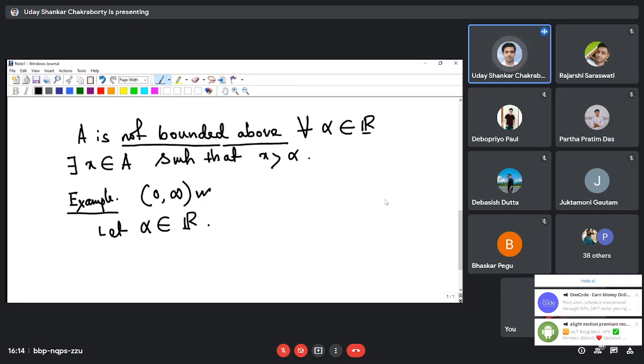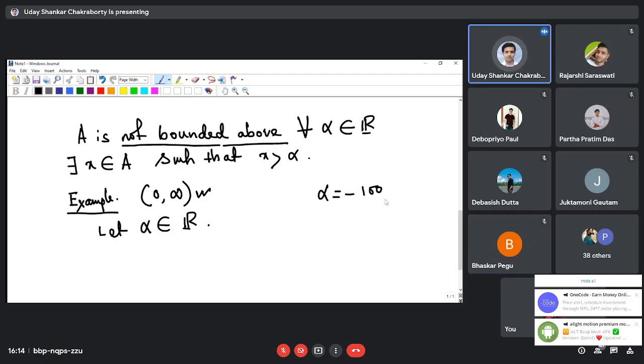But Bhaskar, there is a slight problem. You do not know whether your alpha is positive or negative. Alpha is any real number. If alpha equals, let's say, minus 100, then your alpha plus 1 is not a member of this set. Do you follow this? Do you follow, Bhaskar? Sir, mod alpha plus 1. Yeah, very good.